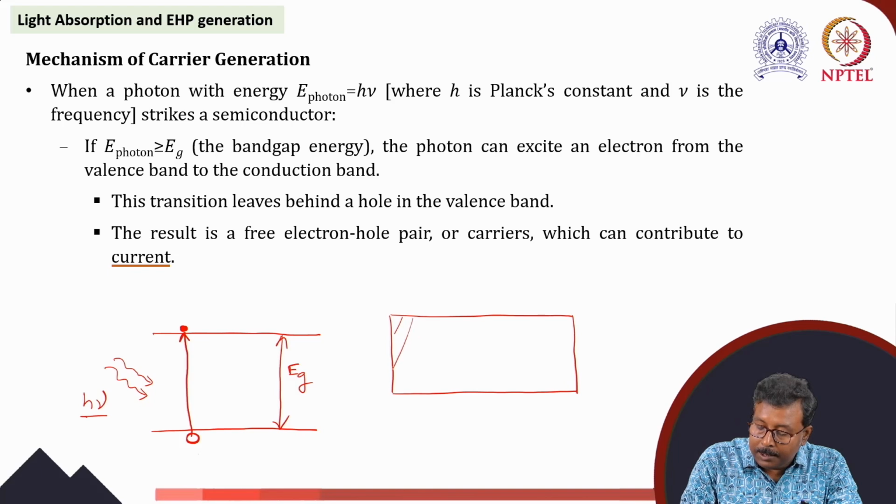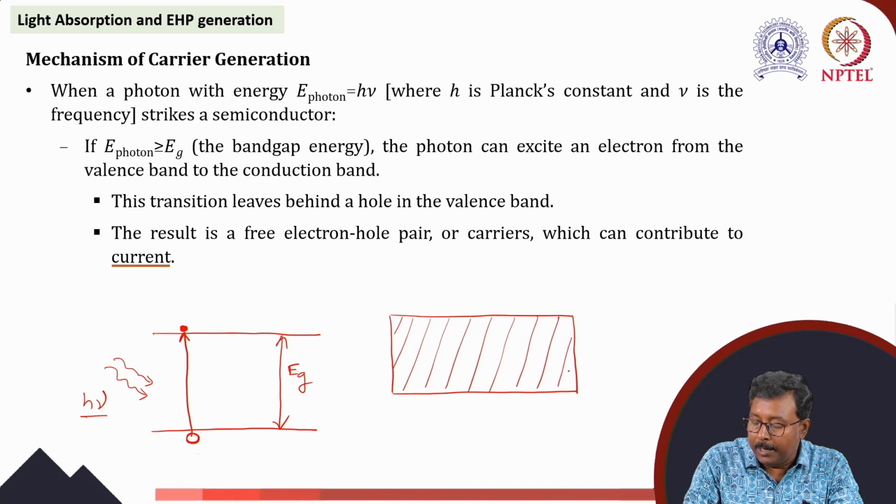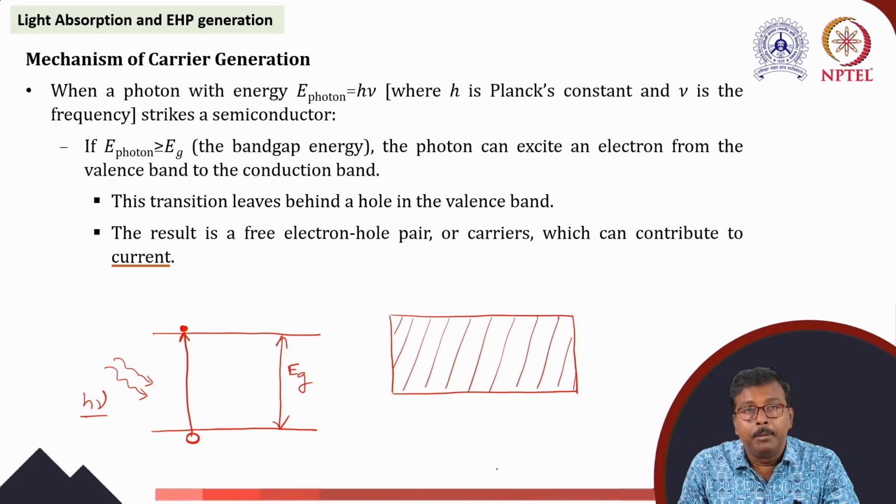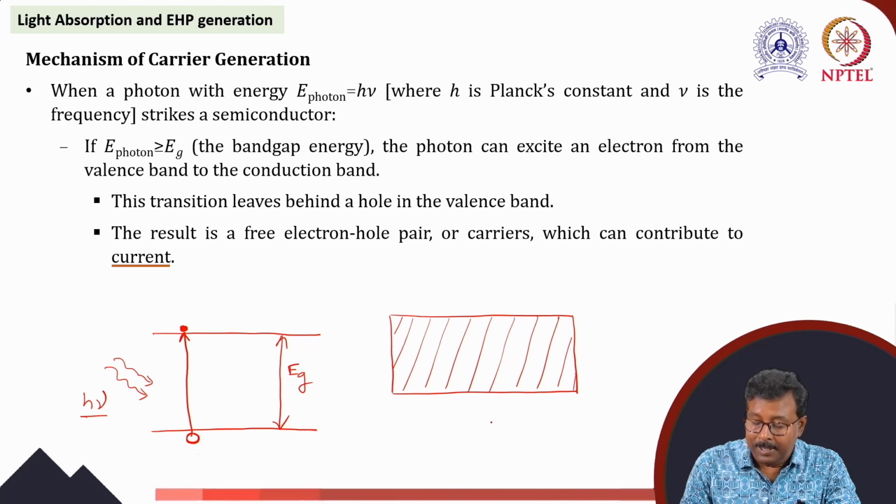And this semiconductor bar is illuminated by a monochromatic light. Monochromatic light, why am I mentioning? Monochromatic means single frequency or single wavelength. It is illuminated, so light is, say, incident from the left side.